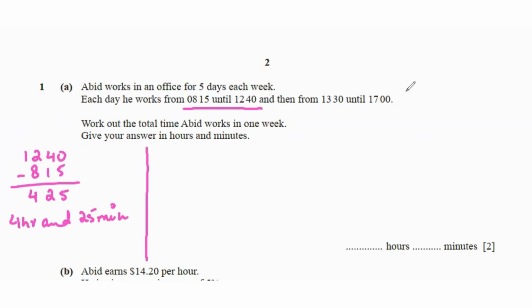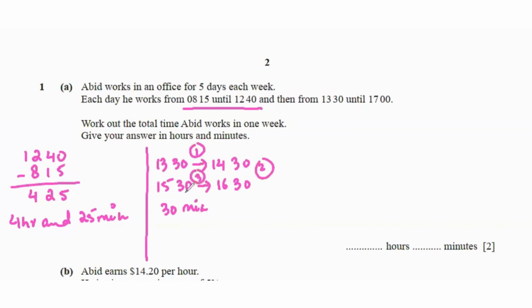Then from 13:30 to 17, it starts from 13:30, then goes on to 14:30, then 15:30, then 16:30, and then from 16:30 to 17, it's going to be 30 minutes. It's going to be 1 hour, then 2 hours, then 3 hours, and then 30 minutes. So 3 hours and 30 minutes for the second half.